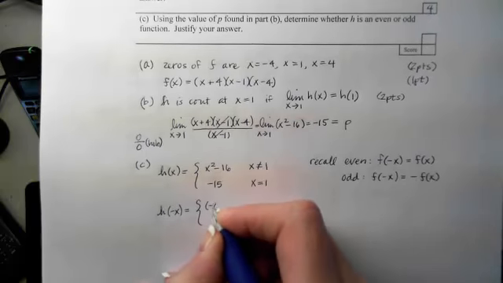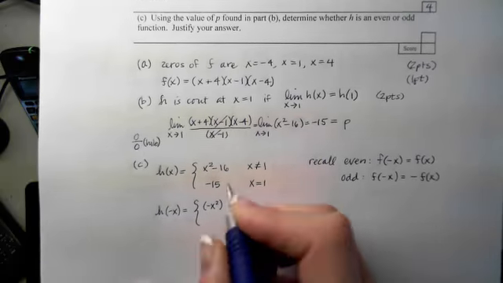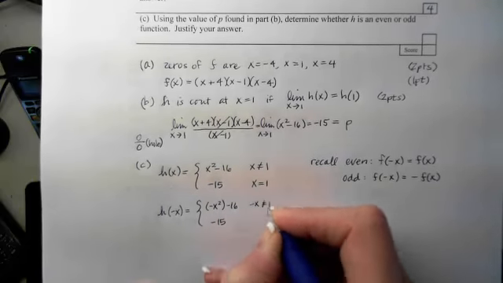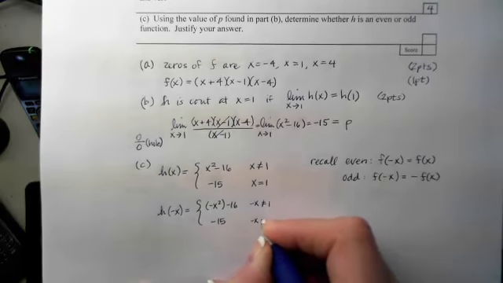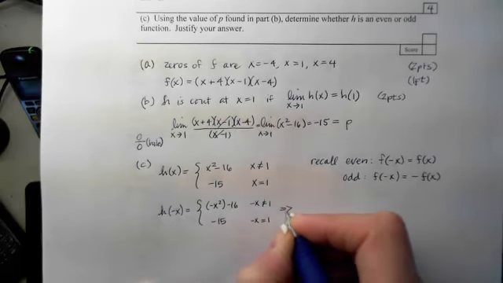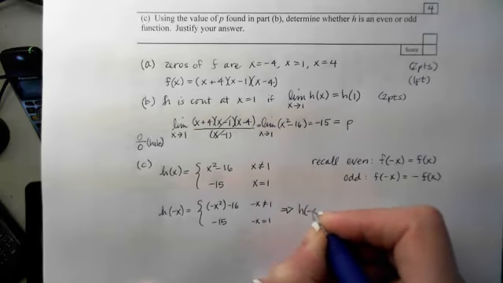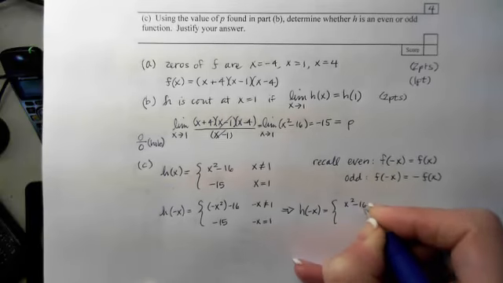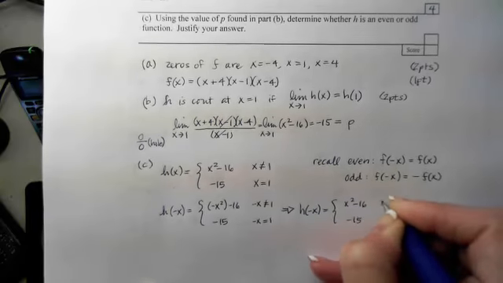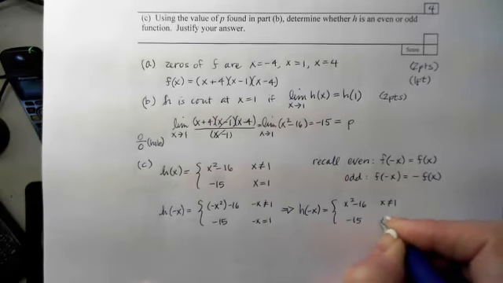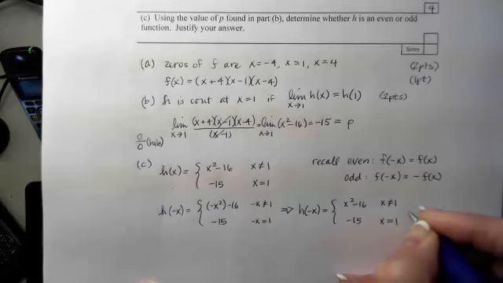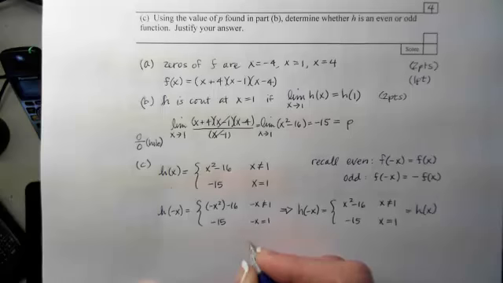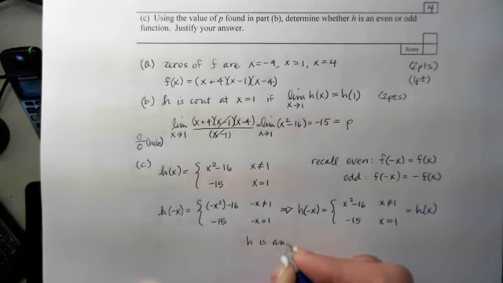When I do that, I will get here. When I simplify, I will get h of negative x turns out to be x squared minus 16 and negative 15, which is the exact same function as h of x. Because of that, we can conclude that h is an even function.